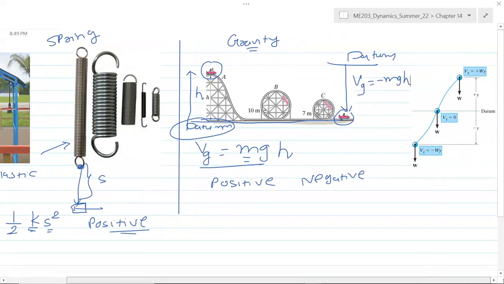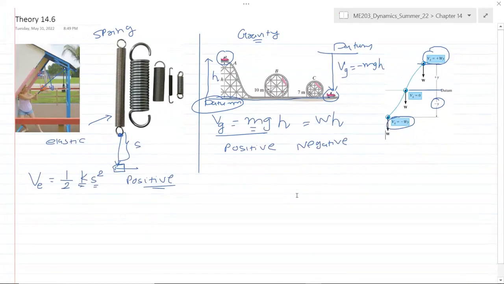Once again, to summarize these concepts, let's look at this diagram. If the datum is this green line, and the particle is initially at a position higher than the datum, then the gravitational potential energy is positive, which is mgh. mg is also called W, so you can write this as Wh. If it is below the datum, then it's negative potential energy, which is minus Wy or minus Wh, depending on what nomenclature we use. So these are two different types of potential energy.